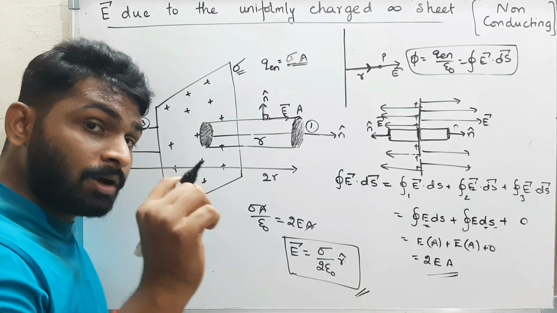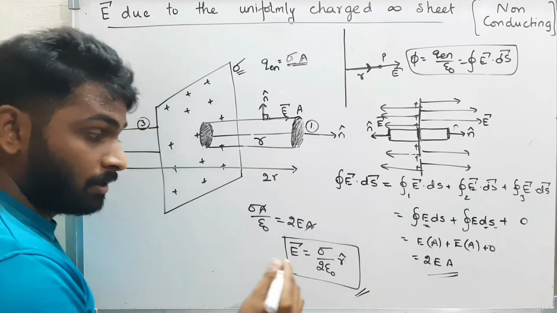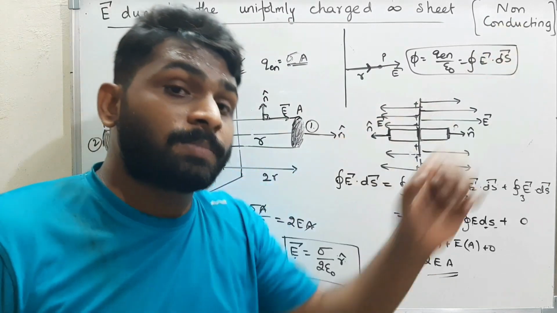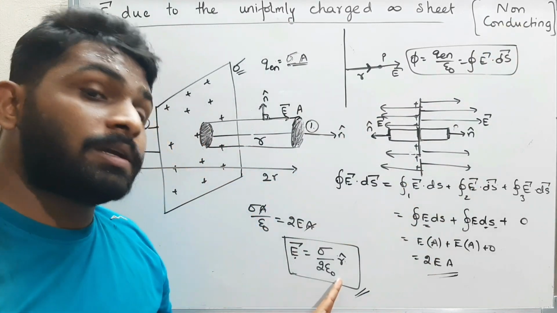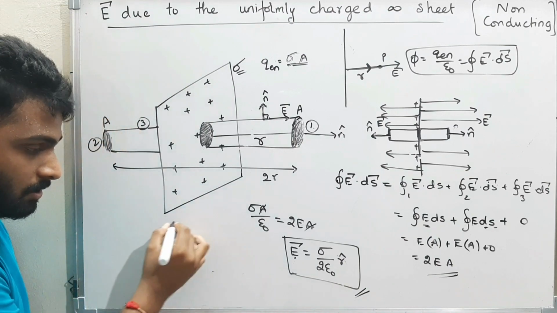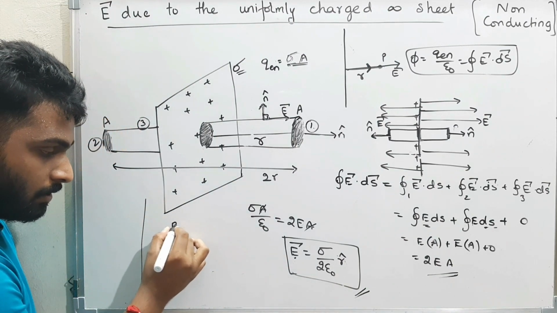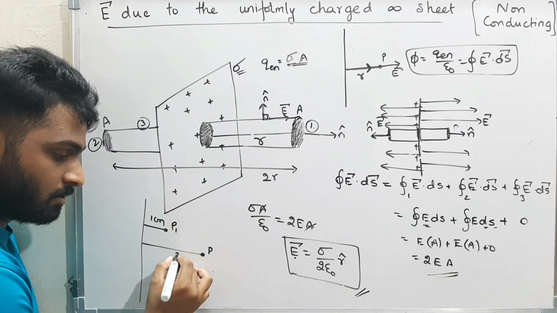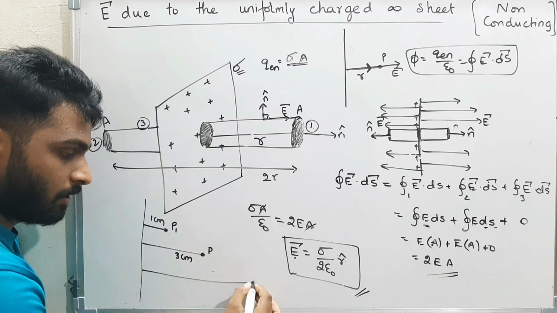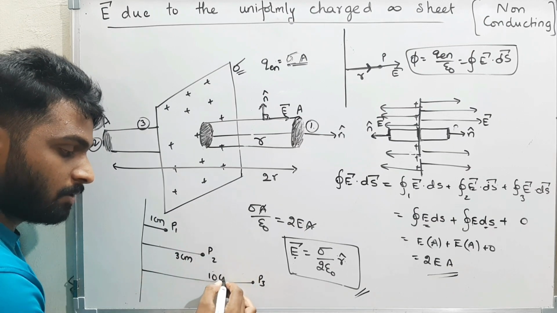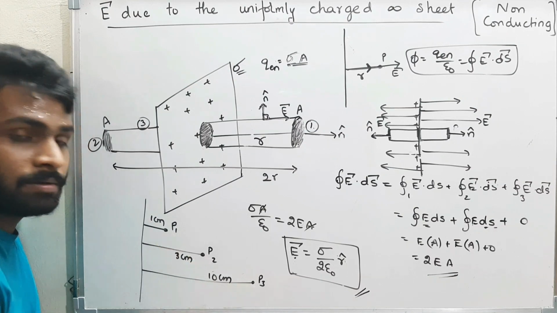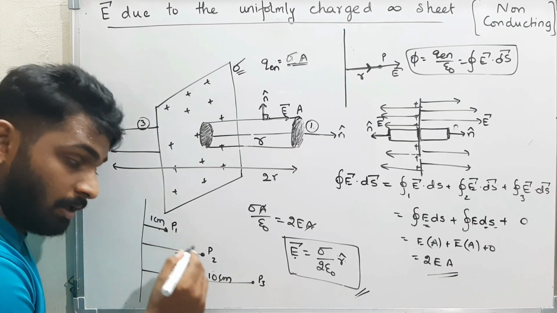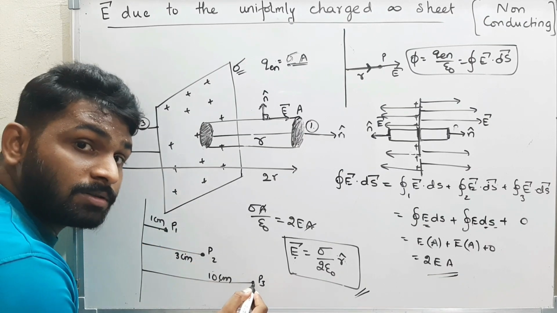One main important thing you always have to remember: the electric field due to the infinite non-conducting sheet is independent of the distance. Wherever the point is, this is a sheet. If this is the first point, P1, it is at a distance of 1 centimeter. Another point, P2, is at a distance of 3 centimeters. Some other point, P3, is at a distance of 10 centimeters. Wherever the points are, R is different. Even then, the electric field at this point, this point and this point will be the same. Why?